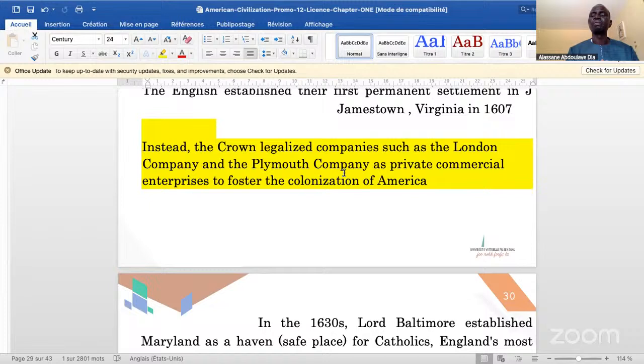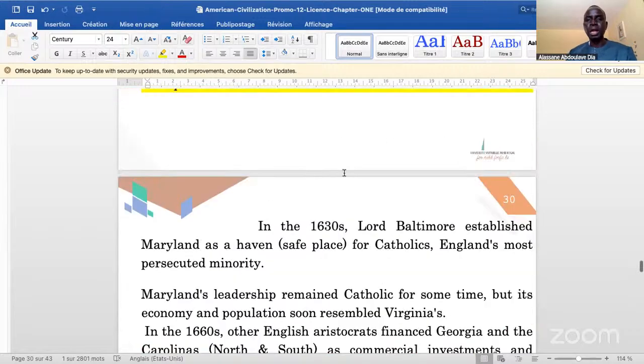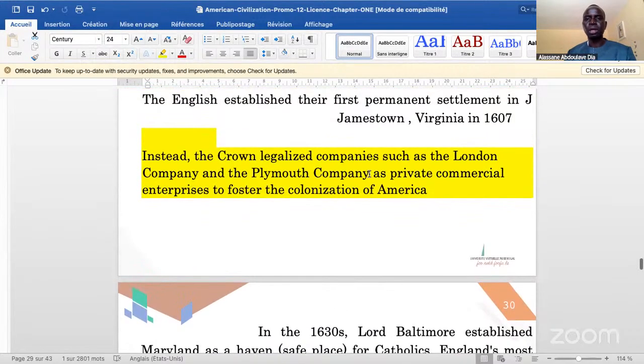These were private commercial enterprises. So they could collaborate with the English government to go and colonize more, to help them expand the British Empire. So they worked with these companies. When I ask you the private companies that helped facilitate settlement for the English, tell me it is the London Company and the Plymouth Company.